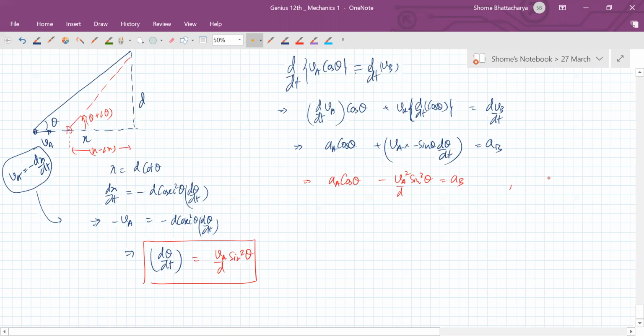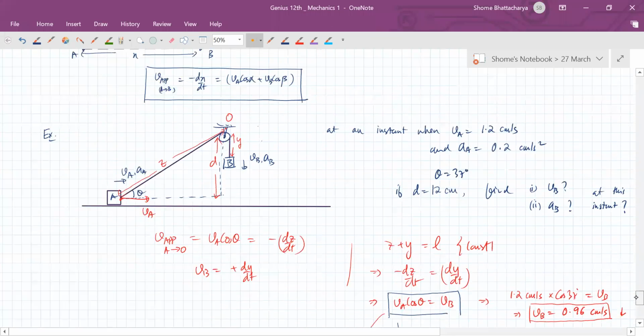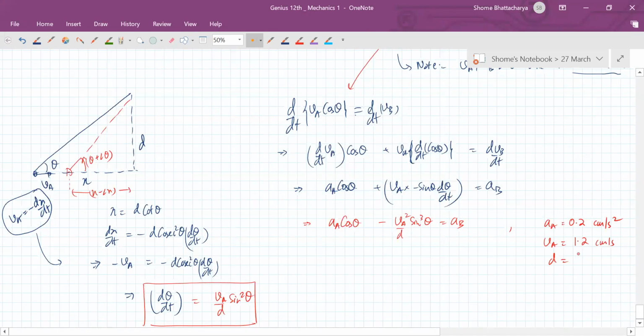So at the given instant, acceleration of A was given to us 0.2 centimeters per second square. VA was given to us 1.2 centimeters per second, but D was given to us as, how much was it? 12 centimeters, was it? Yeah, 12. Theta is 37 degrees. So this will become 0.2 into 0.8 minus 1.2 square upon 12 into 0.6 cube. That is acceleration of B.